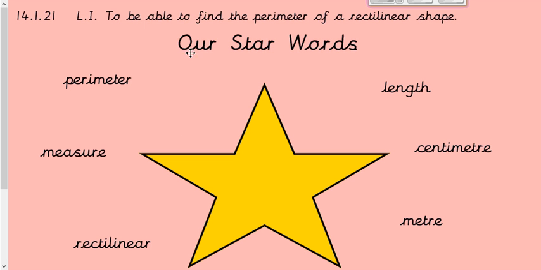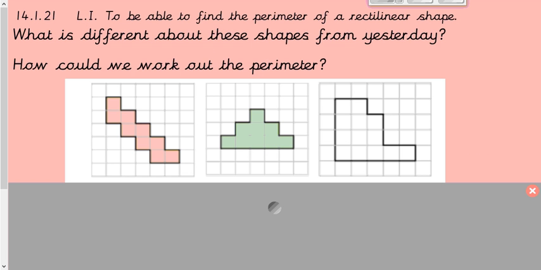All the other style words are the same as yesterday, I believe. The new one is rectilinear. So if I show you what a rectilinear shape looks like, here they are. You can see every corner is a right angle, which means there's 90 degrees between them. We'll look at that a bit more in depth later on in the year. But for now, that's all you need to know.